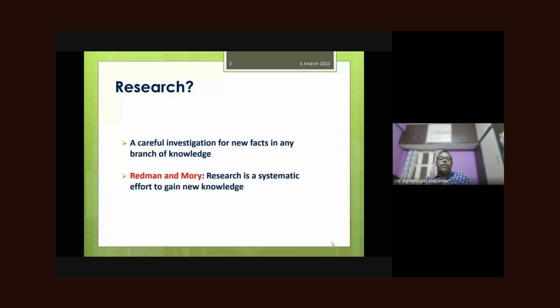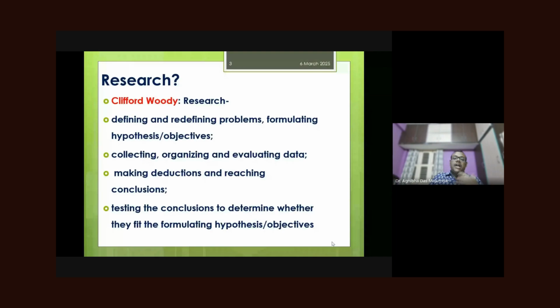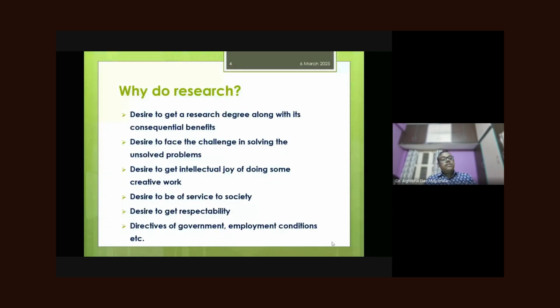What is research? From my point of view, research is a careful investigation for new facts in any branch of knowledge. As per Redman and Mory, research is a systematic effort to gain new knowledge. And Clifford Woody says research is defining and redefining problems, formulating hypotheses and objectives, collecting, organizing and evaluating the data, making deductions and reaching conclusions, and testing the conclusions to determine whether they fit the formulated hypothesis or not.